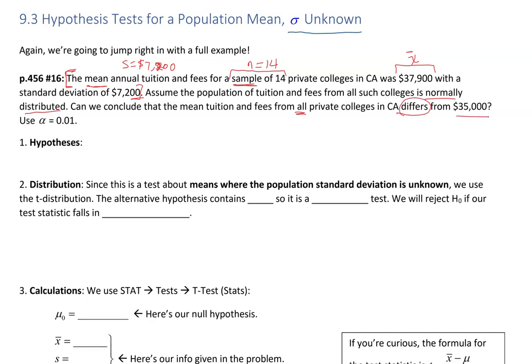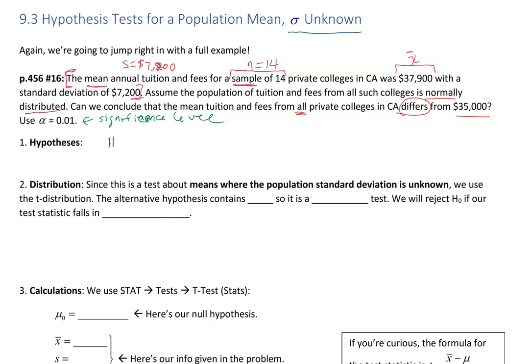And then this alpha stuff, that's our significance level. That's going to help us decide how unusual our sample has to be. How do we decide if our sample is unusual enough? That's the significance level. All right, so the first step is to write the hypotheses.